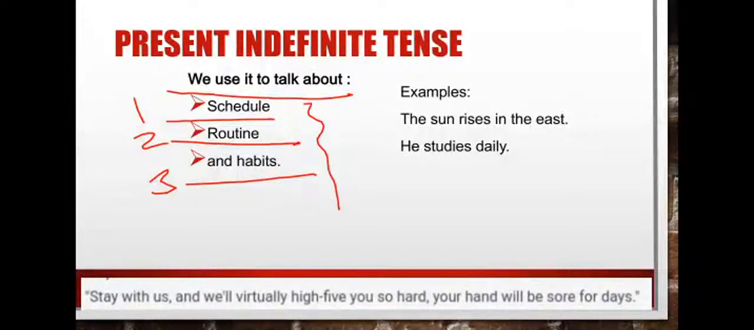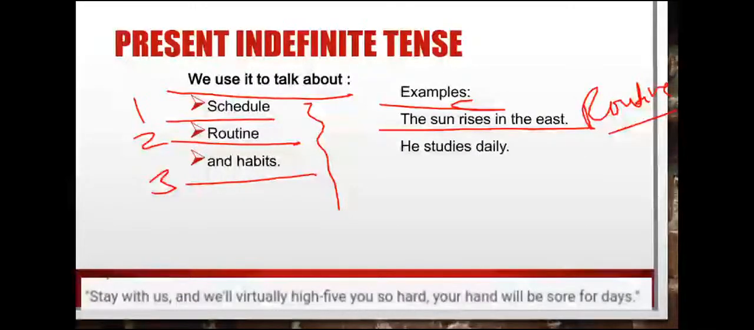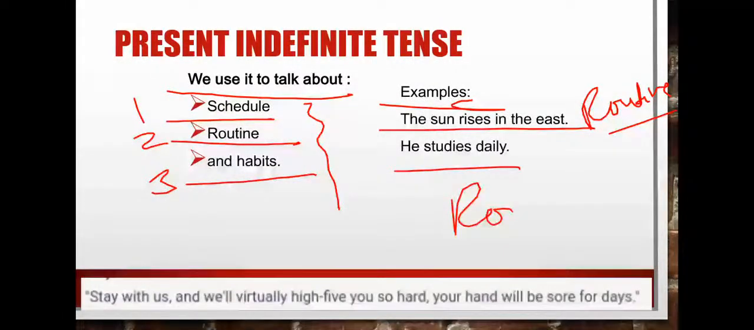The first example is: the sun rises in the east. So what does it mean? It's a routine. There is no difference, the sun always rises in the east, so it's a habit, you can say, the habit of the sun to rise from the east. Just because of that we are using the present simple tense. He studies daily. It's his routine to study daily, or it's his habit or ritual to study daily. Again, just like that, so simple.